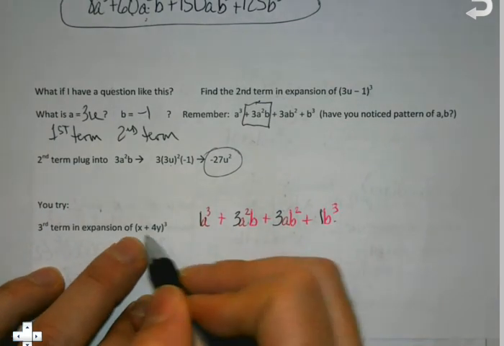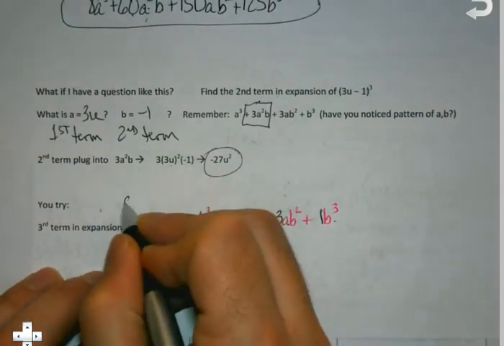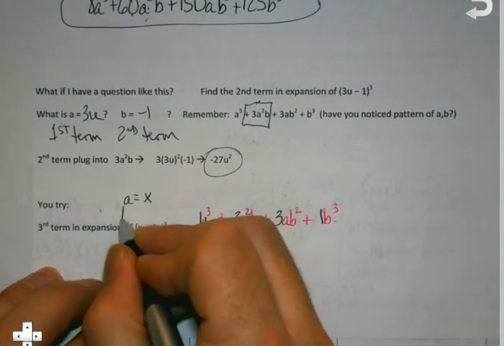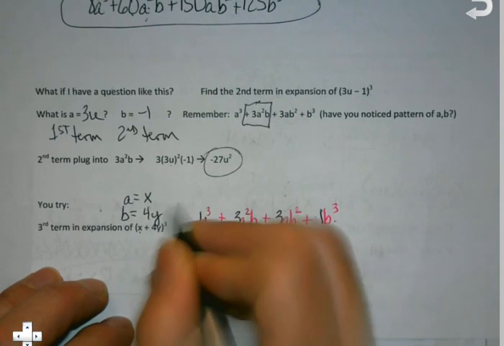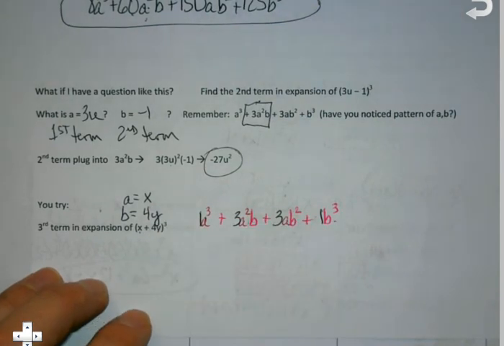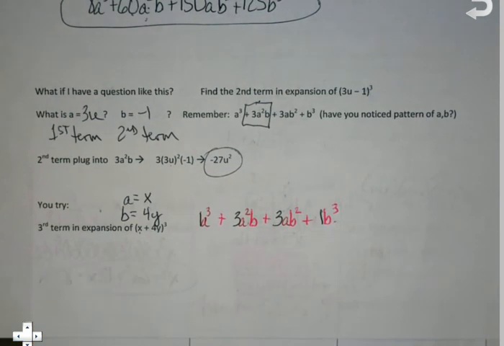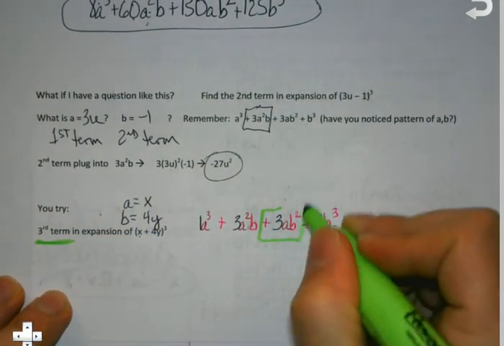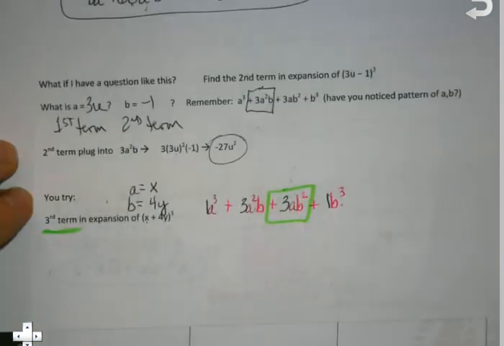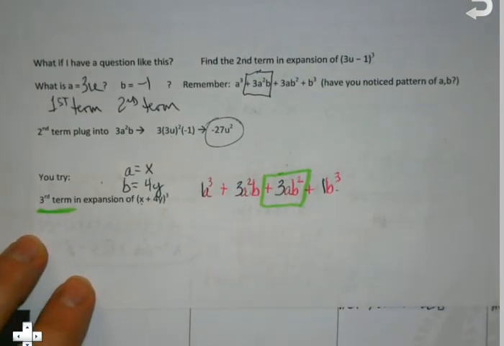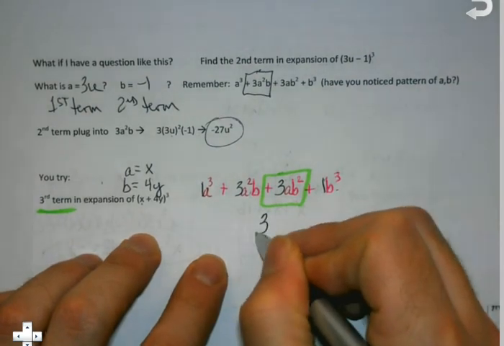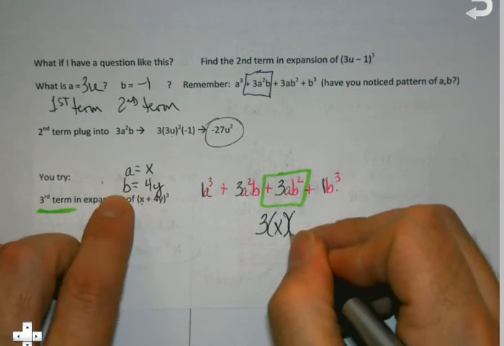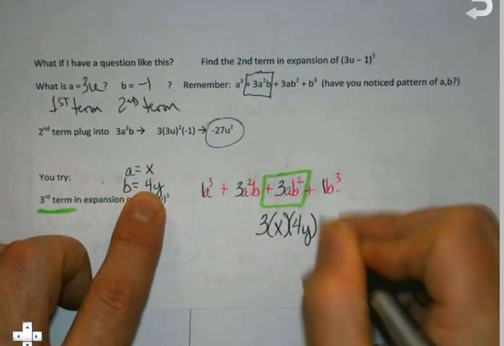So now, my first term, my a value is x. So whenever I see a, I'm going to put an x in there. Whenever I see b, I'm going to plug a 4y in. But do I need to plug it in everywhere? No. I'm being asked for the third term. This is the only place I need to plug it in. But this only works for me if I understand and know the pattern and use it. So I'm going to do 3. My a substitute is x. My b substitute is 4y.